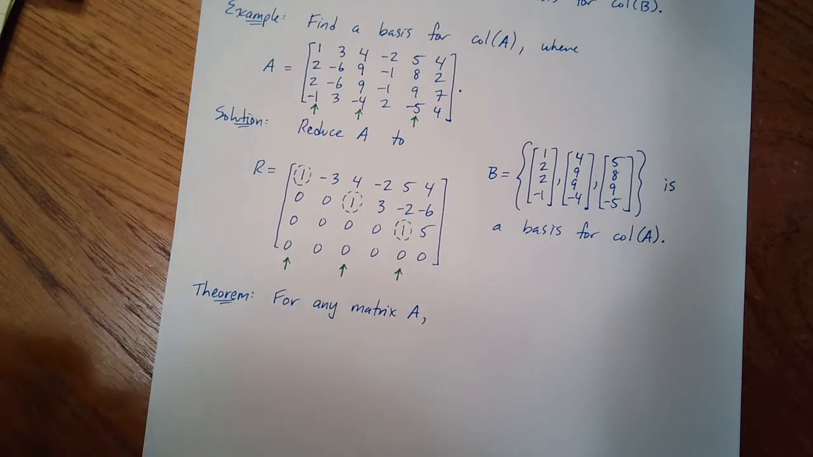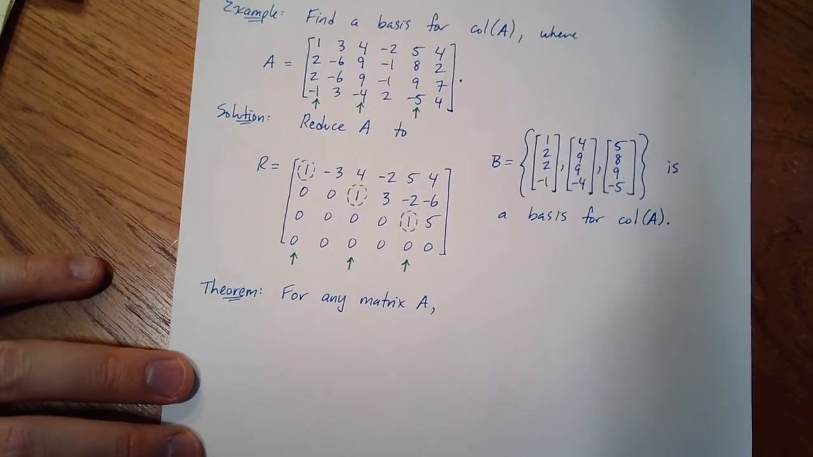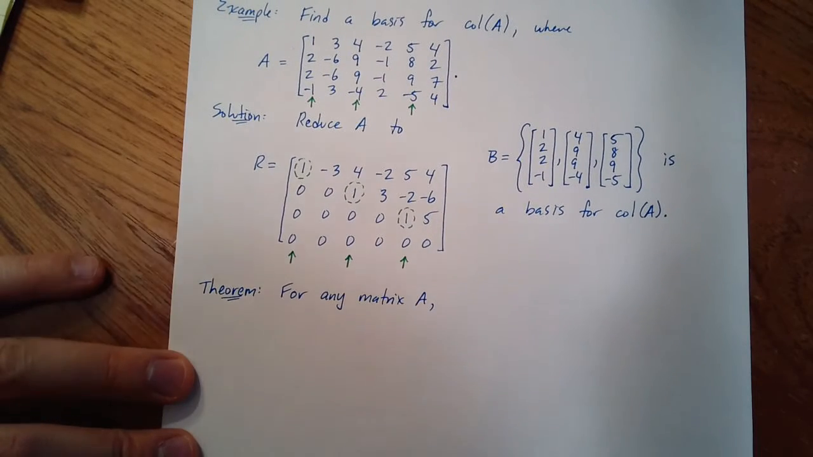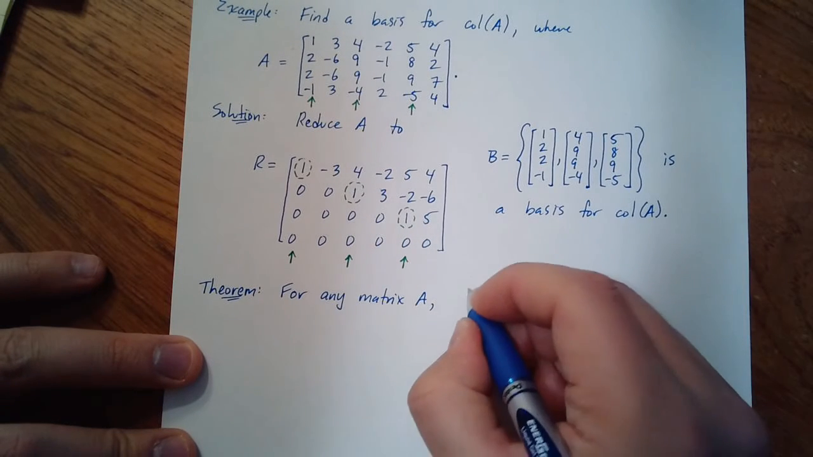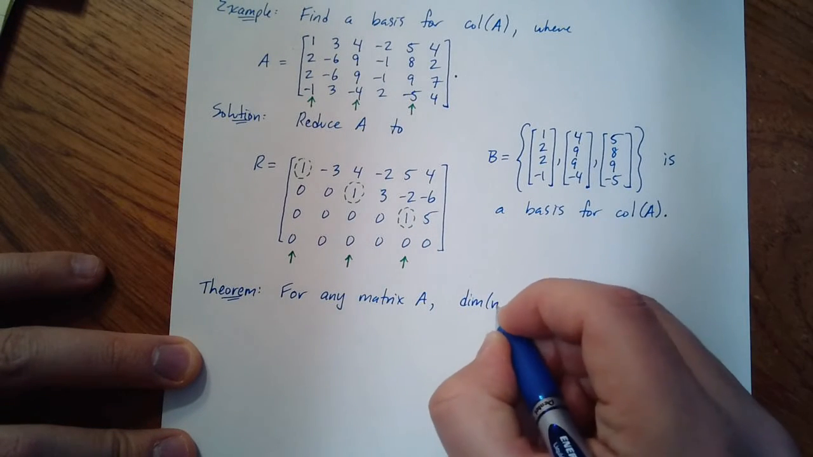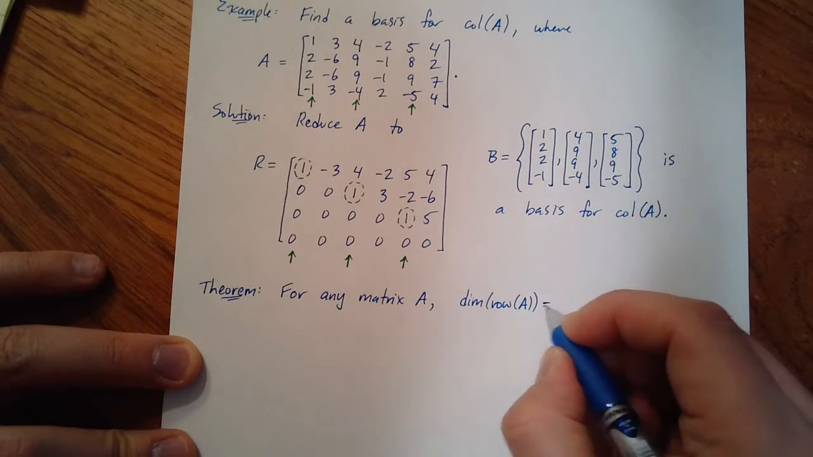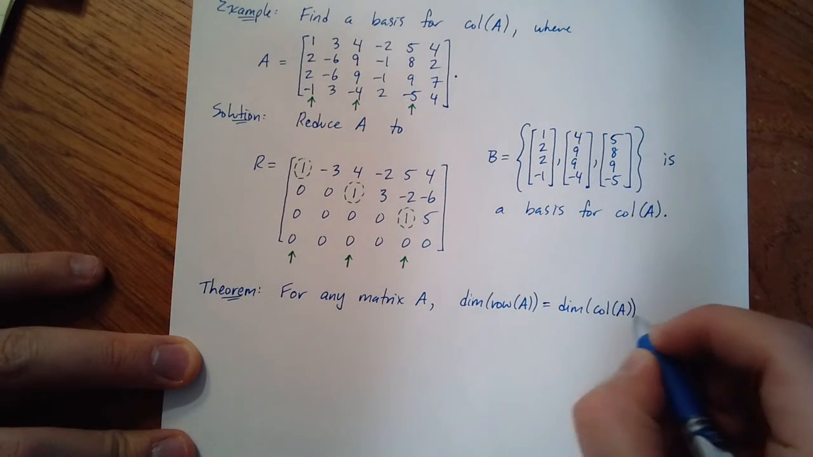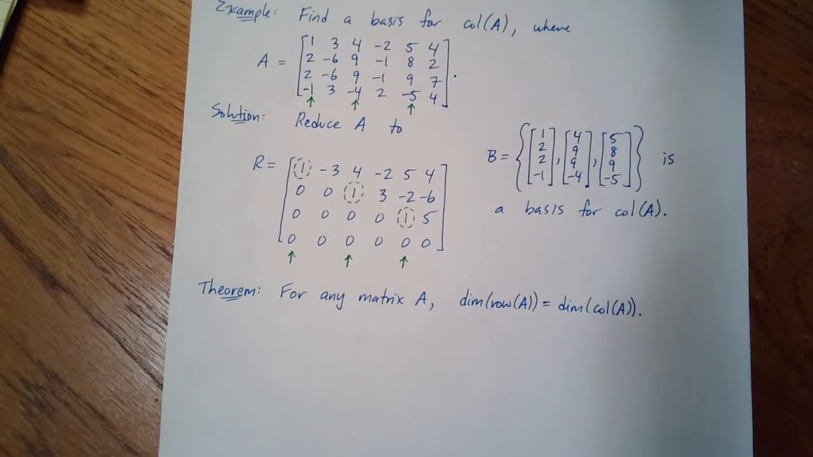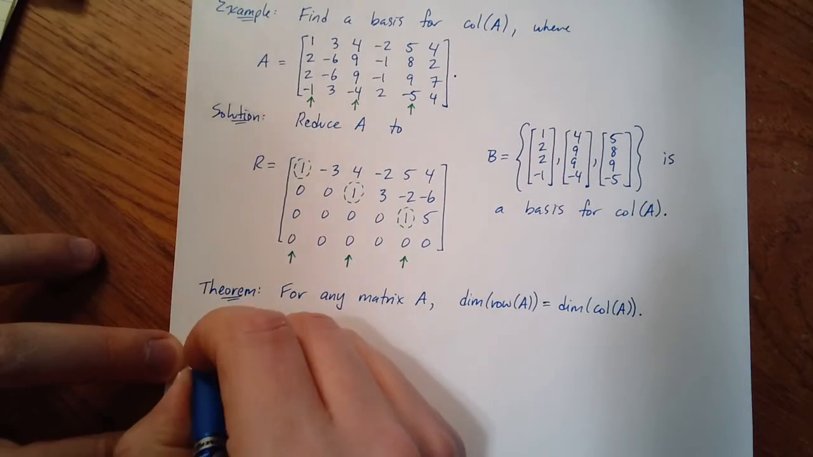So with that in mind, this shouldn't be surprising. Because remember, the dimension of a subspace is the number of vectors in a basis for it. So here's the statement. The dimension of the row space of A is equal to the dimension of the column space of A. So that is the theorem we're going to state, and that justifies why the following definition makes sense.